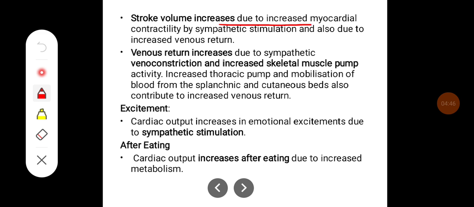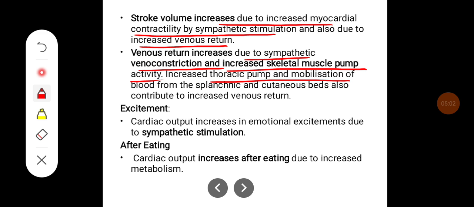Stroke volume increases due to the increased myocardial contractility by sympathetic stimulation and also due to increased venous return. Venous return increases due to the sympathetic venoconstriction and increased skeletal muscle pump activity. Increased thoracic pump and mobilization of blood from splanchnic and cutaneous beds also contribute to the increased venous return.